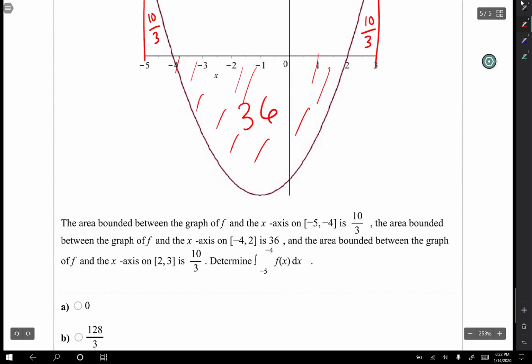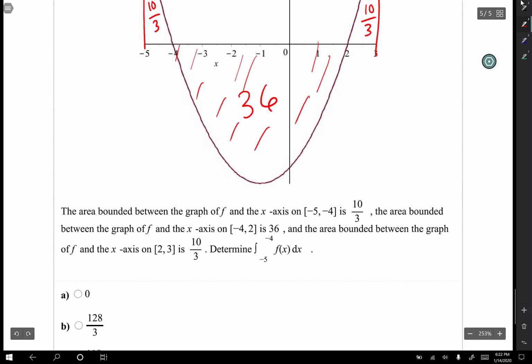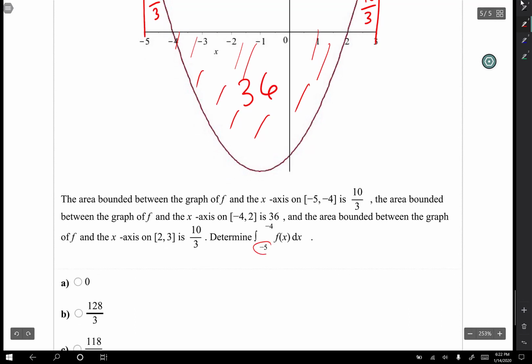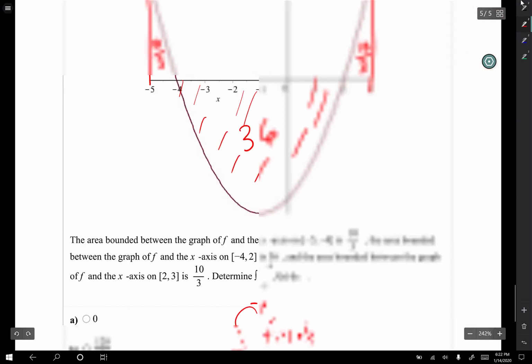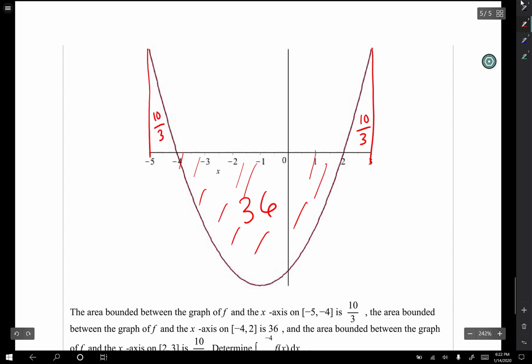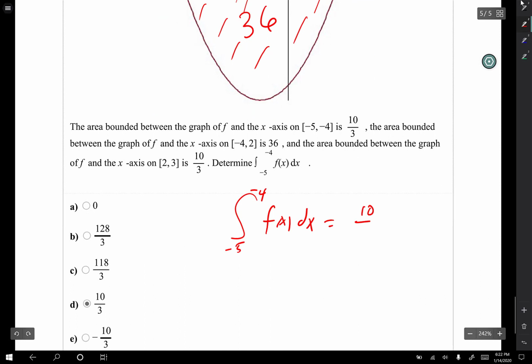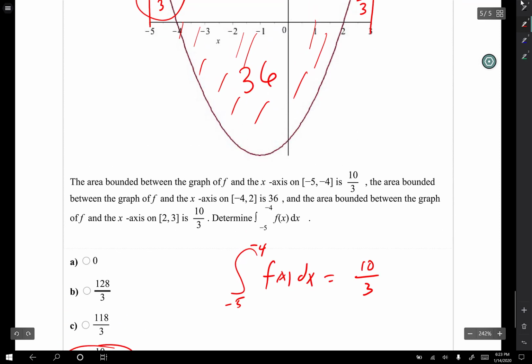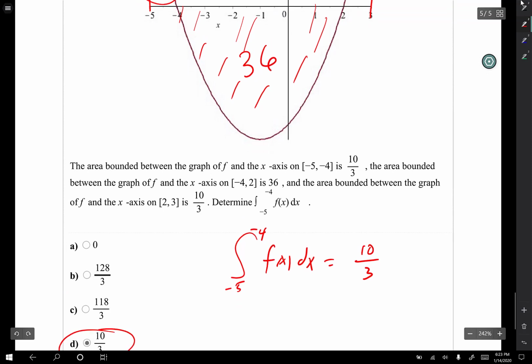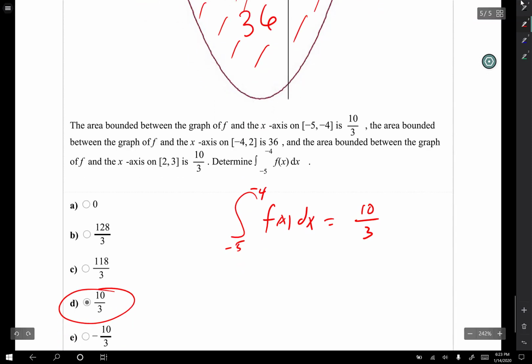All right, what do they want? Determine the area between negative 5 and negative 4. Okay. I start at negative 5 and I work my way towards negative 4. And let's see what that is. It's above the x-axis, so it's just 10 over 3. So 10 over 3. If I were to go all the way to 2, guys, remember that 36 is below the x-axis, so I would have had to subtract.